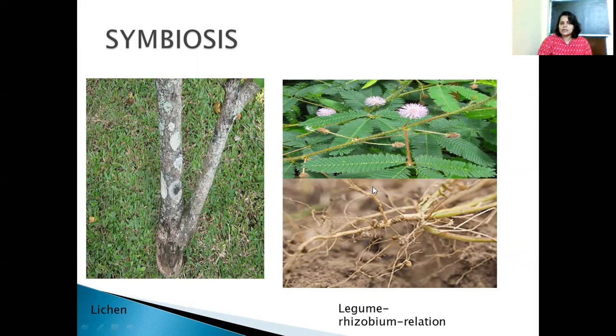Coming to the next category, the leguminous plant and rhizobium relationship, the green plant provides space to rhizobium as well as gives carbohydrate to the rhizobium bacteria in the form of malate, and the rhizobium bacteria helps the plant with fixation of nitrogen, since these plants may be present in nitrogen deficient soils.